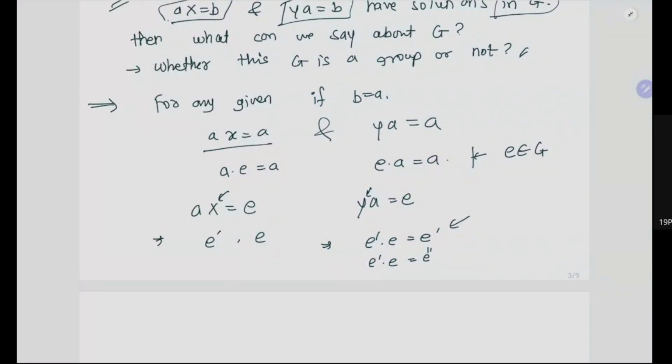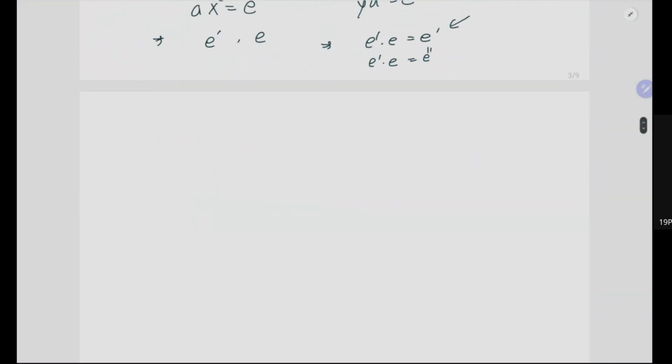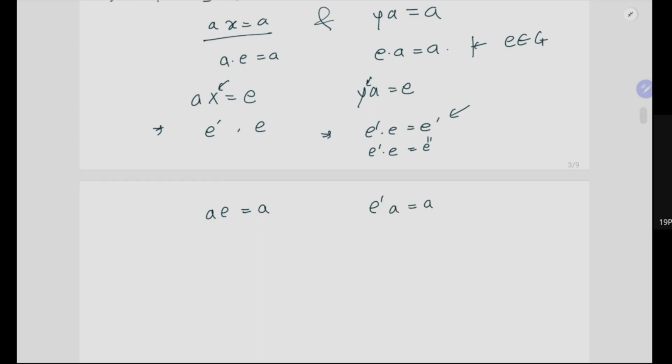No, like in this first equation, AX equal to A, we have some X, that will be fine. What is the guarantee X equal to Y? We choose. Okay, so you are saying that suppose AE is equal to A and some E dash A is equal to A, in that case.